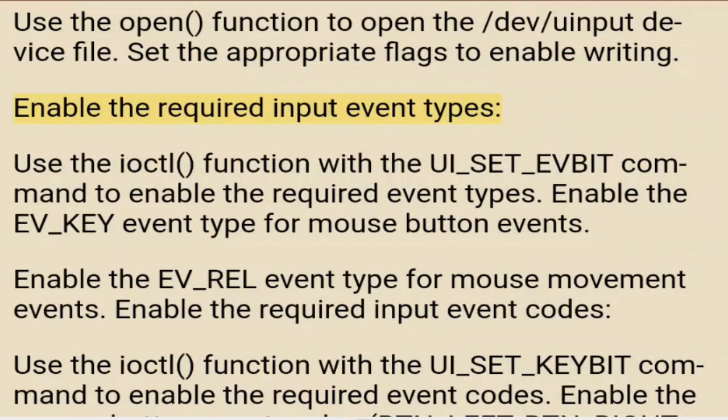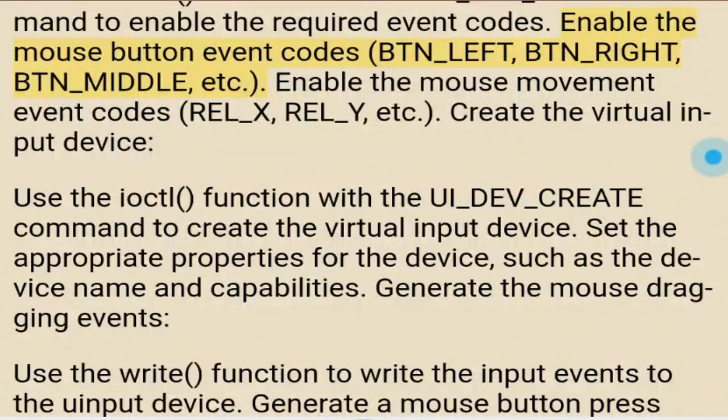Enable the required input event types. Use the ioctl function with the UI_SET_EVBIT command to enable the required event types. Enable the EV_KEY event type for mouse button events. Enable the EV_REL event type for mouse movement events. Enable the required input event codes. Use the ioctl function with the UI_SET_KEYBIT command to enable the required event codes. Enable the mouse button event codes BTN_LEFT, BTN_RIGHT, BTN_MIDDLE, etc. Enable the mouse movement event codes REL_X, REL_Y, etc.